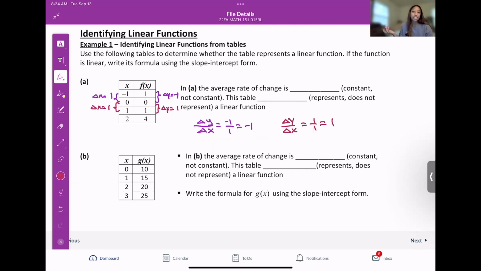Is the average rate of change constant? No. In one case, we got positive 1. In one case, we got negative 1. This doesn't feel like a linear function, but to be thorough, let's just do one more.